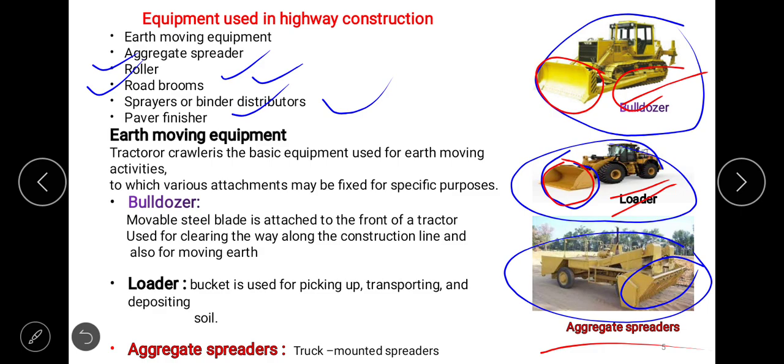So here it is aggregate spreader. It is self-understanding. After the aggregates are laid on the road or put on the road, it is required to be spread all over the area as per the dimensions which have been planned. Okay, you can see clearly, and number of times you have to read and understand.